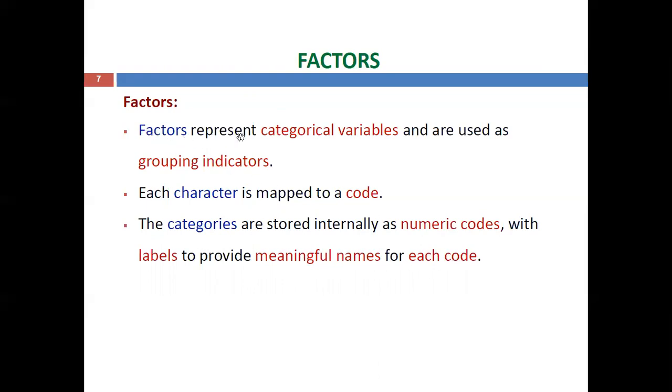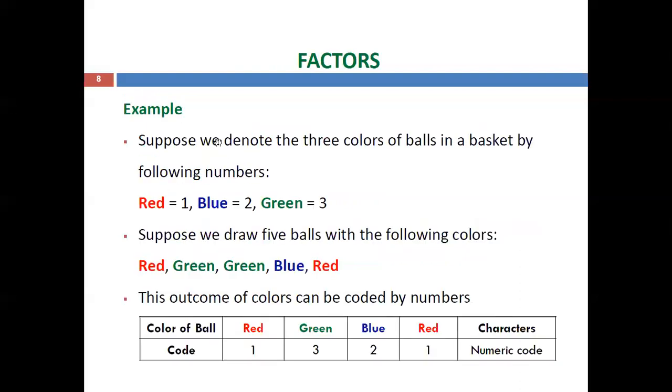So here factors represent categorical variables. Categorical means either qualitative or quantitative. These are all used as grouping indicators. Each character can be mapped to a particular code. Then the categories are stored internally as numeric codes, but those can be labeled by providing a meaningful name for each and every code. So that is about factor.